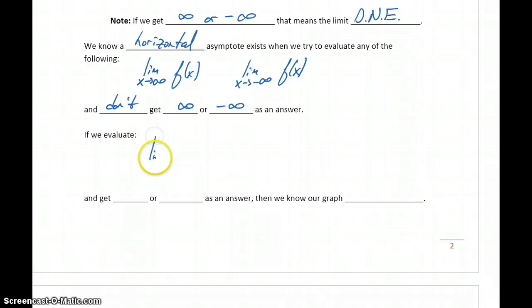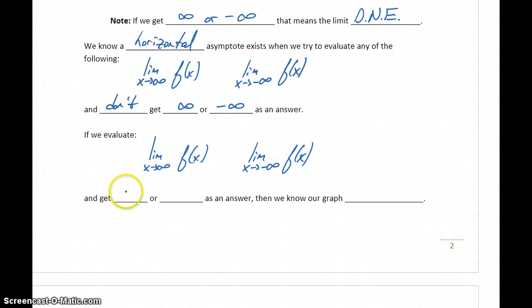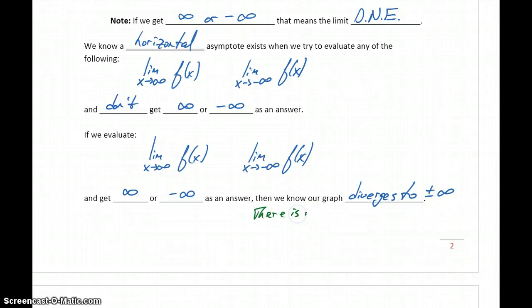If we evaluate either of those two limit problems, the limit as x goes to infinity of f of x, or the limit as x approaches negative infinity of f of x, and we do get infinity or negative infinity, then we know that our graph at the ends diverges to either plus or minus infinity, whichever end that we're talking about. Or another way of saying that is there is no horizontal asymptote.